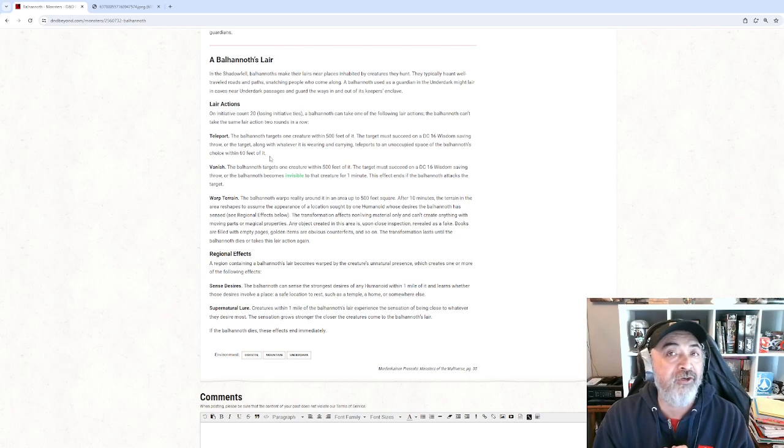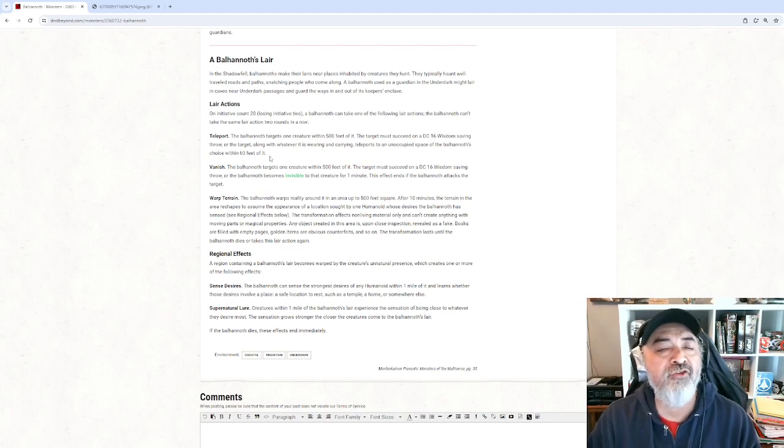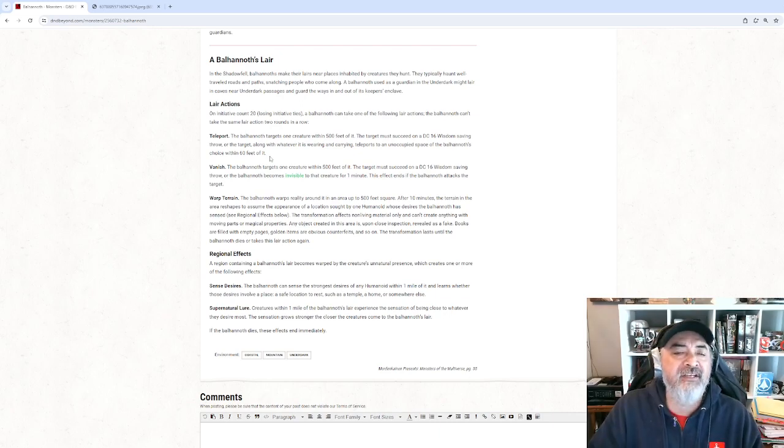The one thing you tell them never to do, you're purposefully doing as part of the attack. Vanish. The Balhannoth targets one creature within 500 feet of it. The target must succeed on a DC Wisdom saving throw, or the Balhannoth becomes invisible to that creature for 1 minute. The effect ends if it attacks that target.